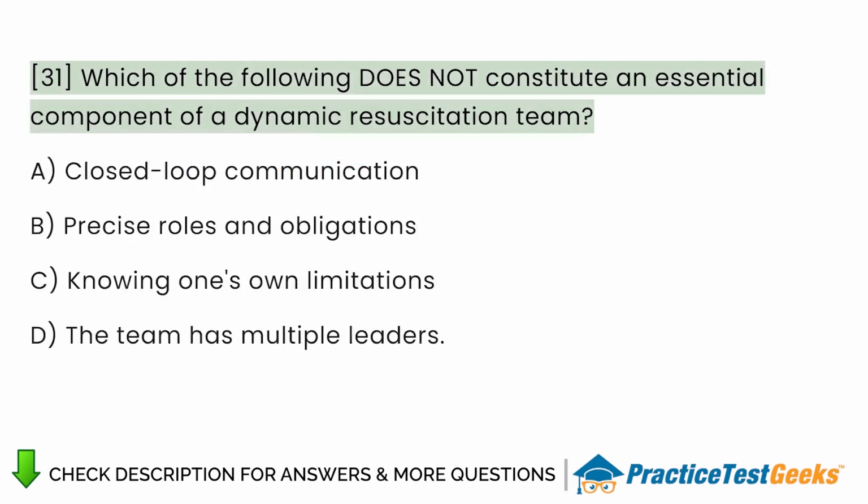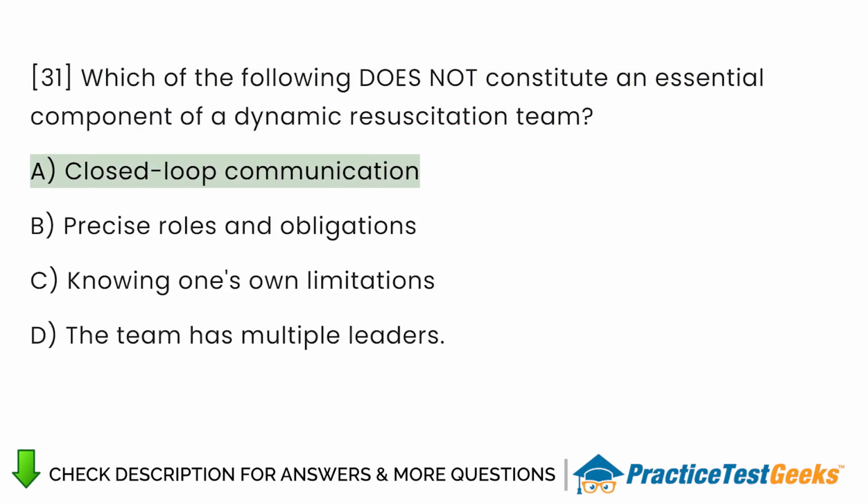Which of the following does not constitute an essential component of a dynamic resuscitation team? A. Closed-loop communication. B. Precise roles and obligations. C. Knowing one's own limitations. D. The team has multiple leaders.